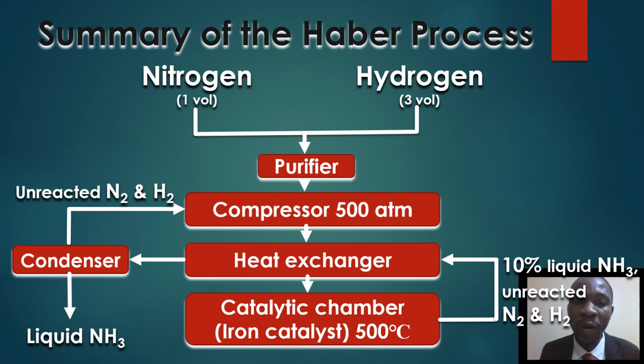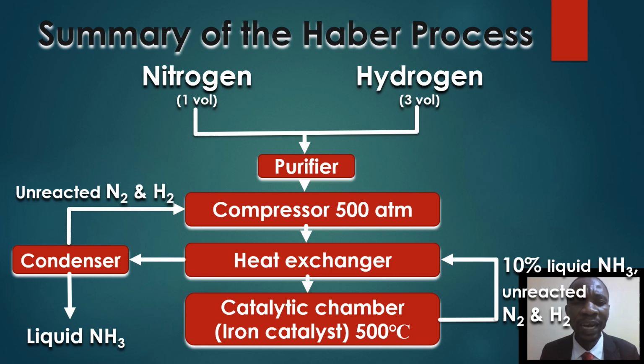So what is needed of you to know? Number one, the raw materials, you can see them. They are nitrogen and hydrogen. How many volumes of nitrogen react with hydrogen? So only one volume of nitrogen combines with 3 volumes of hydrogen.